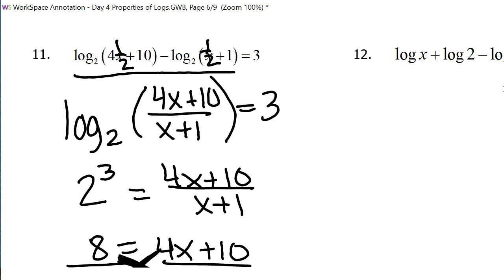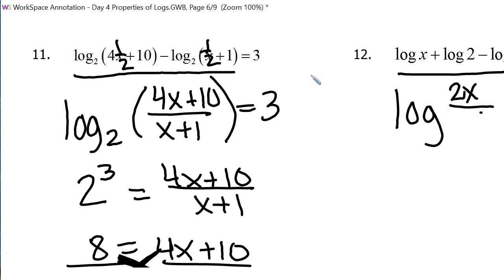Combining these into one single log. If I have addition, what do I change that to? Multiplication, so x times 2 would be 2x. And if I have subtraction, I change to division. So 2x needs to be divided by 5. That equals log of 8. The bases are equal, so these values should be equal. So set 2x over 5 equal to 8.